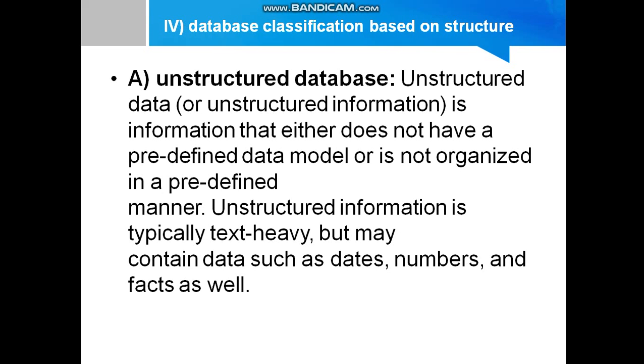Database classified based on structure. It can be divided into two categories: unstructured database and structured database. Unstructured data, or unstructured information, is information that either does not have a predefined data model or is not organized in a predefined manner. Unstructured information is typically text heavy but may contain data such as dates, numbers and facts. An unstructured database is not in meaningful order. We will not study unstructured databases.